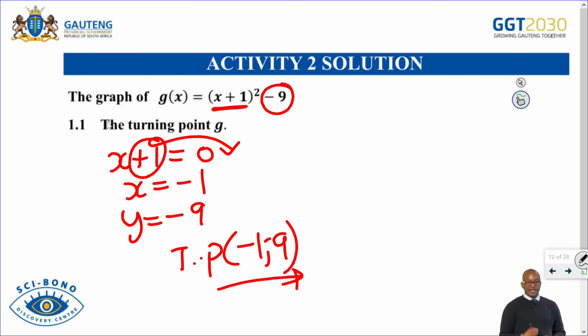Is it clear? I repeat myself. You take what is inside the bracket and you equate it to 0. Avoid just taking that number the way it is. It's incorrect. You have to equate it to 0, then you solve for x. So that's how we determine the turning point. It was just simple.